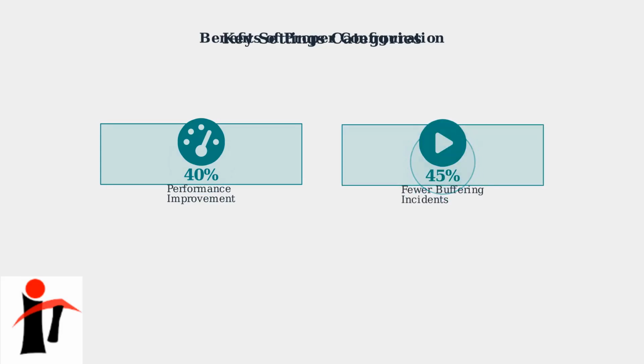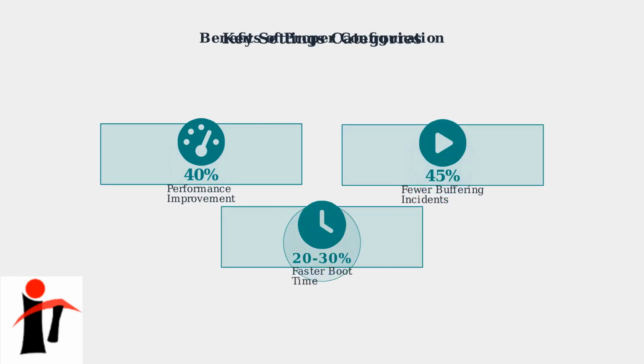Properly configuring these settings can dramatically improve your streaming experience. Studies show that correct configuration can improve streaming performance by up to 40%, reduce buffering incidents by 45%, and decrease boot time by 20 to 30%.